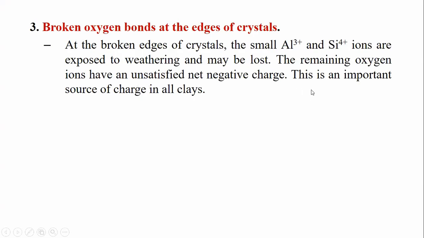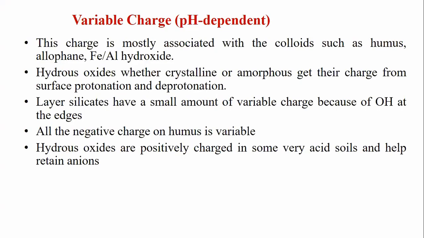This is an important source for the charges in all places. Understand this? Due to the weathering processes, if the edges are broken, the aluminum or the center ions may be exposed to the weathering and they may be lost. Because of that, the remaining oxygen, the apical oxygen, may have the unsatisfied negative charges. Understand? Yes, ma'am. Now we see what the variable charges are.